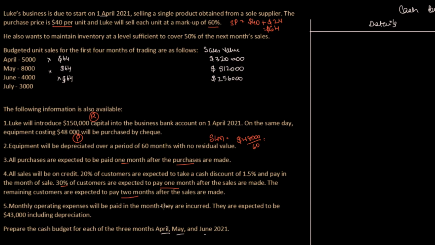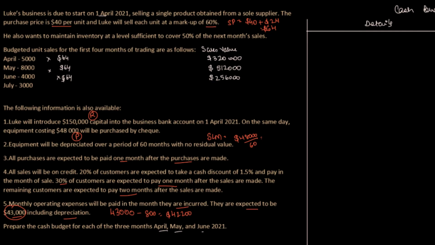Monthly operating expenses will be paid in the month they are incurred. Very simple. We'll directly write it as payment of expenses. They are expected to be 43,000 including depreciation. So 43,000 is including depreciation. We have to see how much is the operating expense excluding depreciation because depreciation cannot appear in the cash budget. So 48,000 divided by 60, if I calculate, 800. So the net cash expense, the amount that is paid in cash for operating expenses, is 43,000 minus 800, 42,200. This will be used in the cash budget.